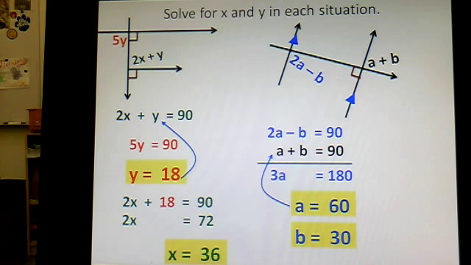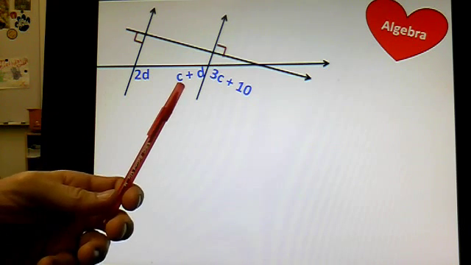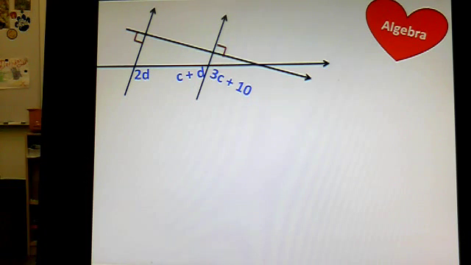Hopefully that makes sense. When you go on to the bottom example, I'm going to throw some stuff up here to let you work on that. You'll see you got a right angle box, 2D, C plus D, and 3C plus 10. Let you have a few minutes to work on that. When you come back to the third and final part of this thing, hopefully you've got some solutions, some answers that you're happy with.